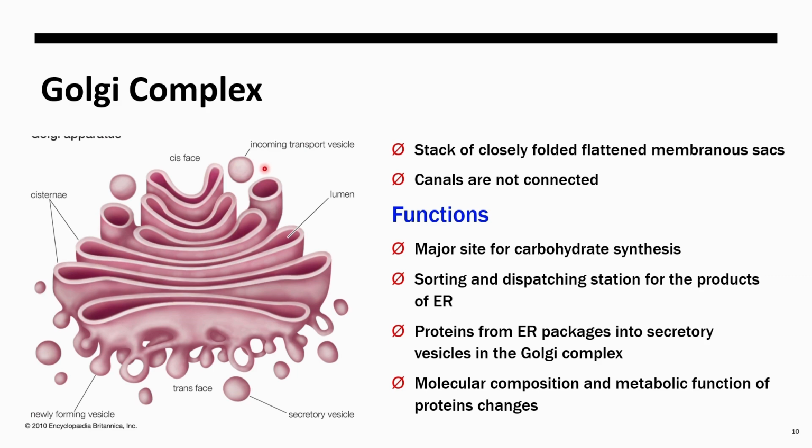It collects all the vesicles that come from the endoplasmic reticulum. It sorts them, it modifies them, and then it dispatches them to their correct location. So the Golgi complex is the major site for carbohydrate synthesis. The proteins from the ER are packaged into secretory vesicles inside the Golgi complex, and during this time the molecular composition and sometimes the metabolic functions of the proteins become changed.